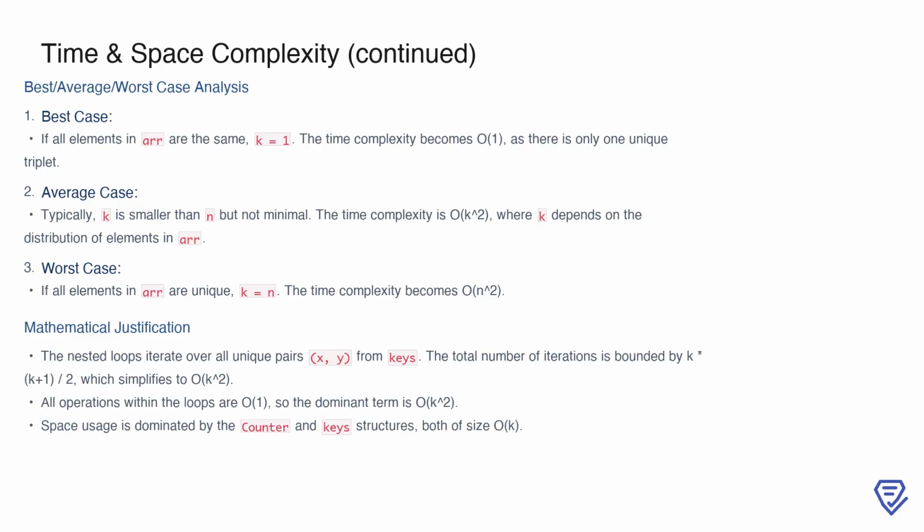Mathematically, the nested loops iterate over all unique pairs of elements in keys, with the total number of iterations bounded by k * (k + 1) / 2, simplifying to O(k squared). Since the operations within the loops are O(1), the overall complexity is dominated by this term. On the space side, the counter and keys structures require O(k) space, which aligns with the time complexity's dependence on k.